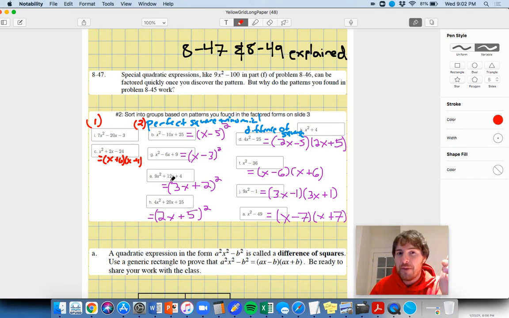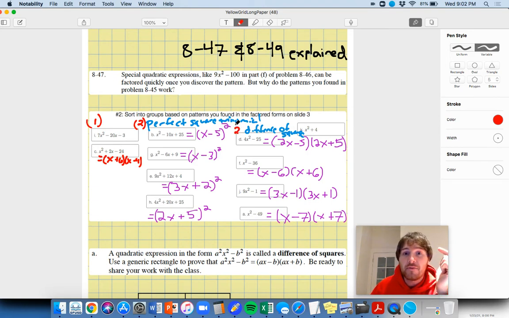The hard part about actually using this shortcut is that all of these are trinomials. These are perfect square trinomials. We have a middle term, and that's sort of the question mark. Where does that middle term come from? Why exactly does this work for perfect square trinomials? So that was one pattern.